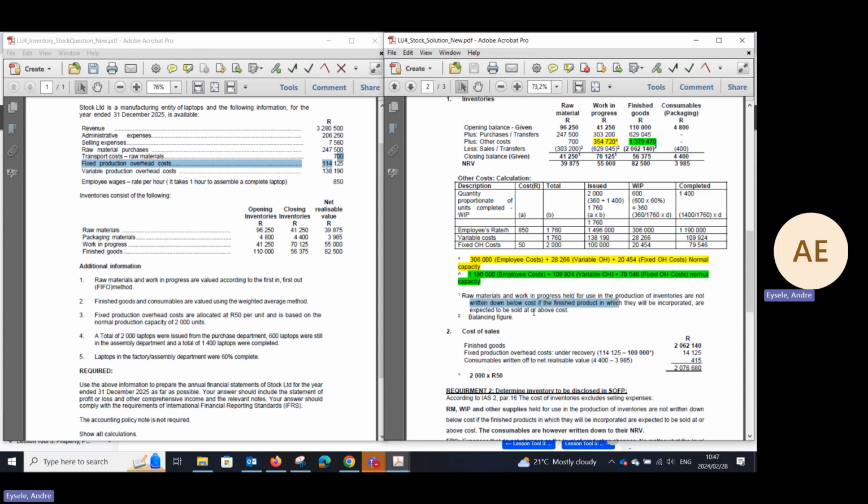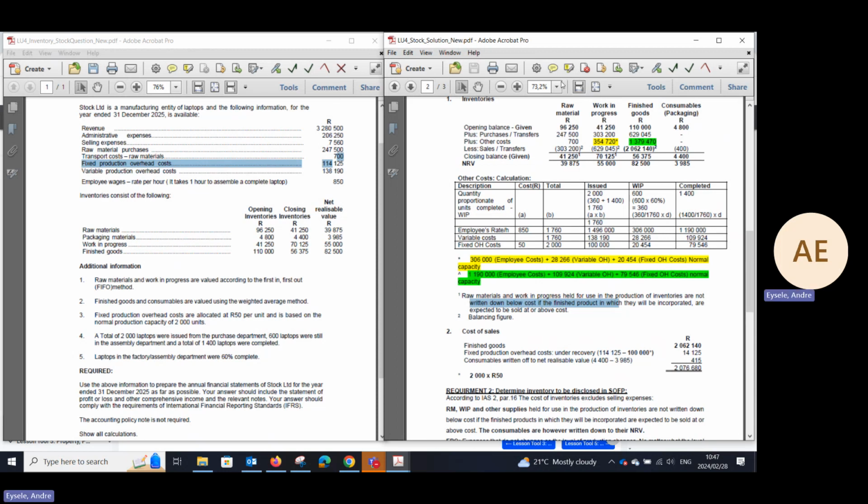In this scenario, we are certain that these items will be sold above their cost, and therefore these items, raw materials and work in progress, are not written down, as well as the finished goods are not written down below their costs. Okay, but that excludes your packaging material, your consumables. Your packaging material does not form part of that section. It's completely separate from those items.